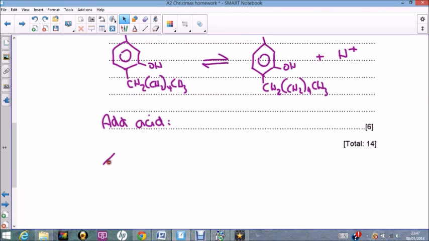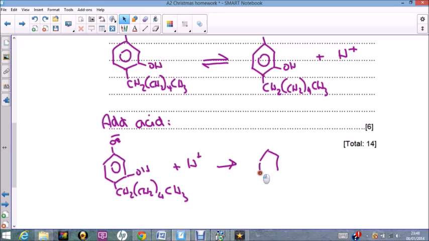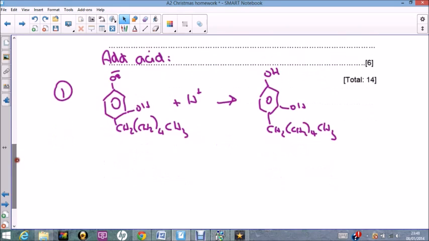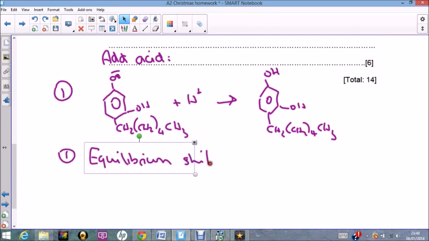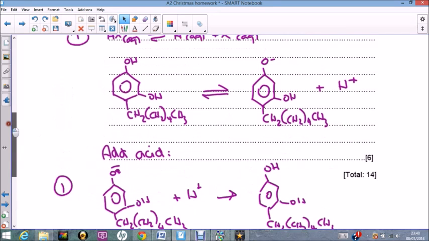So if we add acid, we would get this, reacting with the H plus from the acid. So 1 mark for your equation for it reacting with an acid. 1 mark for saying what happens to the equilibrium. Well, if we're forming this, then that means equilibrium shift left. Okay, we're forming this compound, so this equilibrium is shifting to the left.